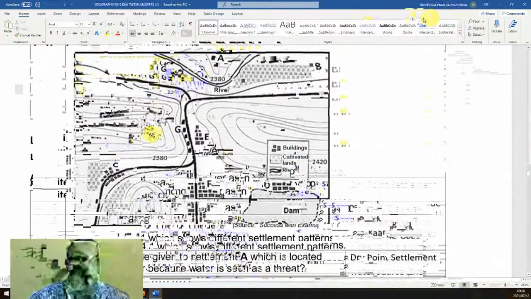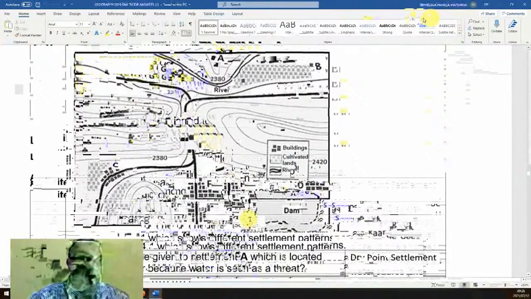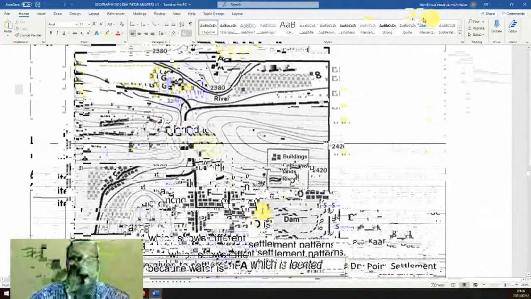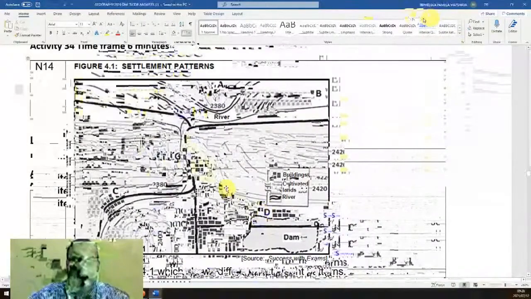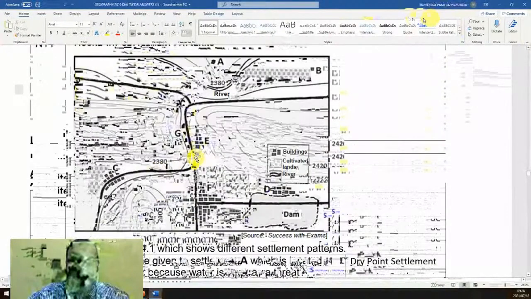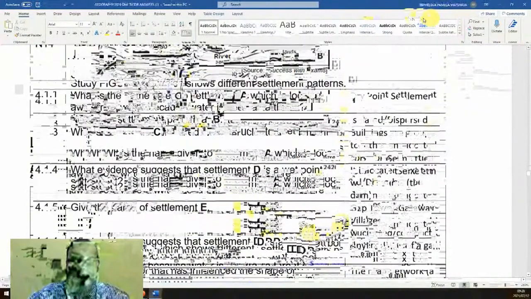So, why is settlement C referred to as a nucleated settlement? The buildings are close together. Quick point. Give the name of settlement E. Let's go back here quickly. This is where E is. Okay? Look at where E is. In the gap. And the answer there, it's a gap town, or gateway town, or gateway village. Okay? That is where it is. It's in the gap through the mountain.